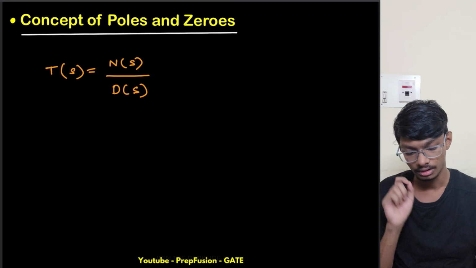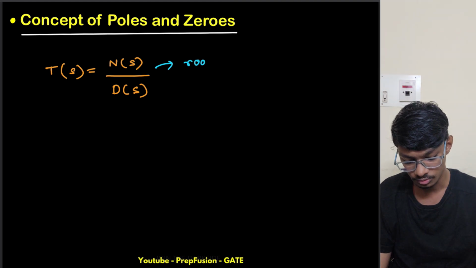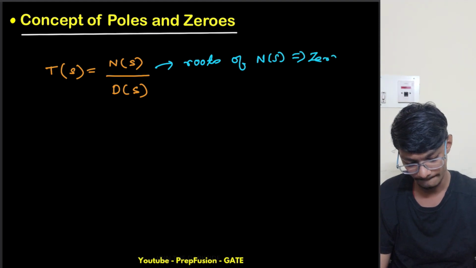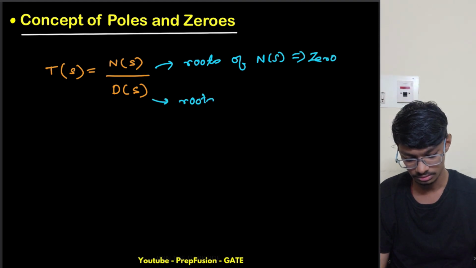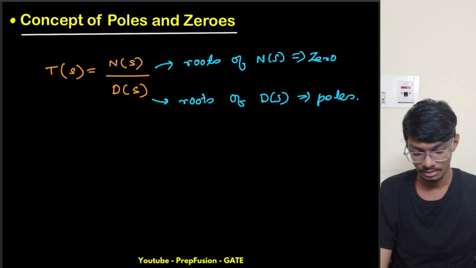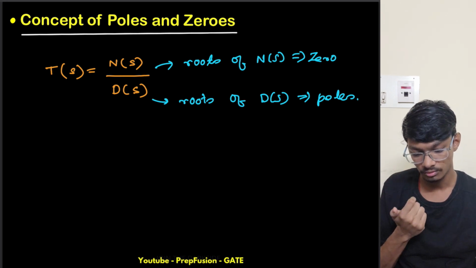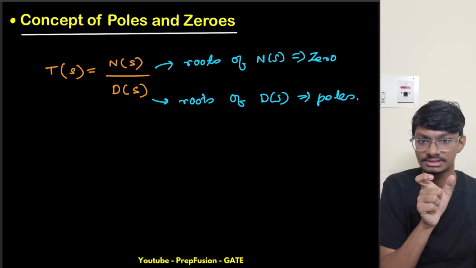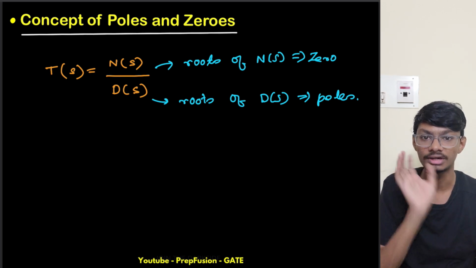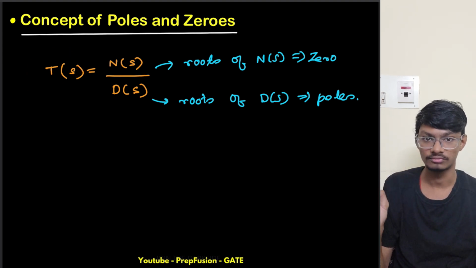So now how are zeros defined? Zeros are defined as the roots of the numerator, right? Roots of the numerator are known as the zeros. And the roots of the denominator are known as the poles. One more definition I can say is where the value of the transfer function becomes 0 for that value of s, that is a zero of the transfer function.